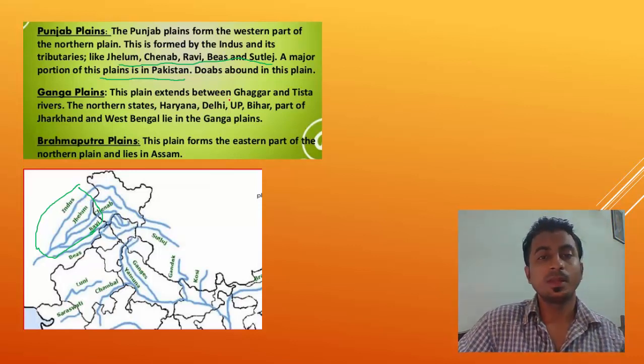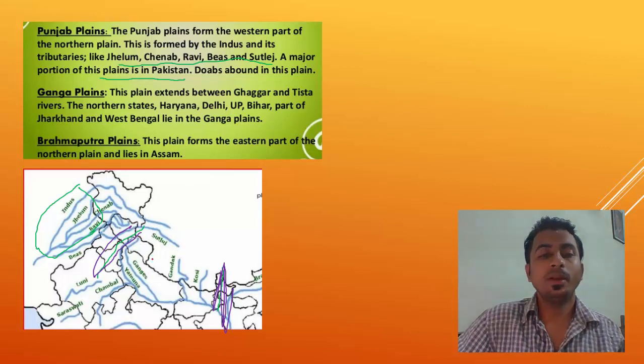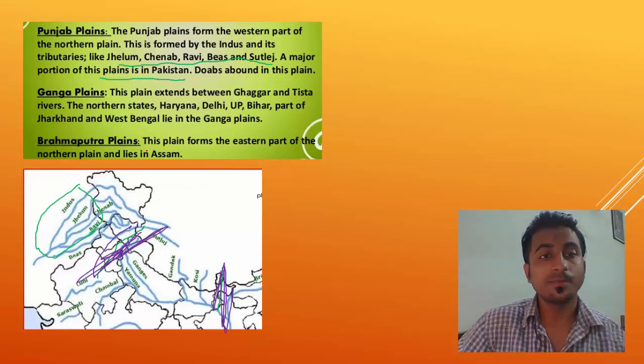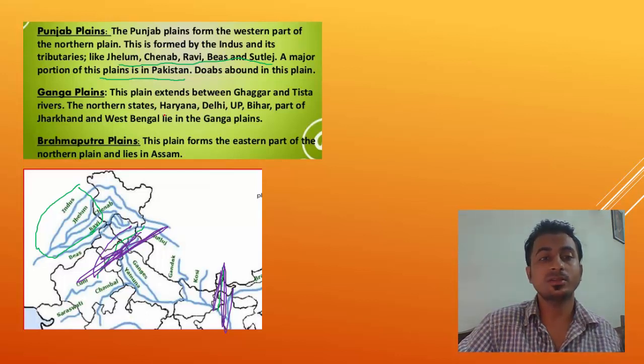Now the Ganga plains, they are between Ghaggar and Teesta. I told you about Teesta river. Teesta river is this one, and Ghaggar is in Haryana. So between these two, I will change the color again so that you can see. Here and here. So in between we have got Ganga plains. They are in Haryana, Delhi, UP, Bihar, and part of Jharkhand and West Bengal. These are Gangetic plains. And then Brahmaputra, it is very easy to remember. It is in Assam.